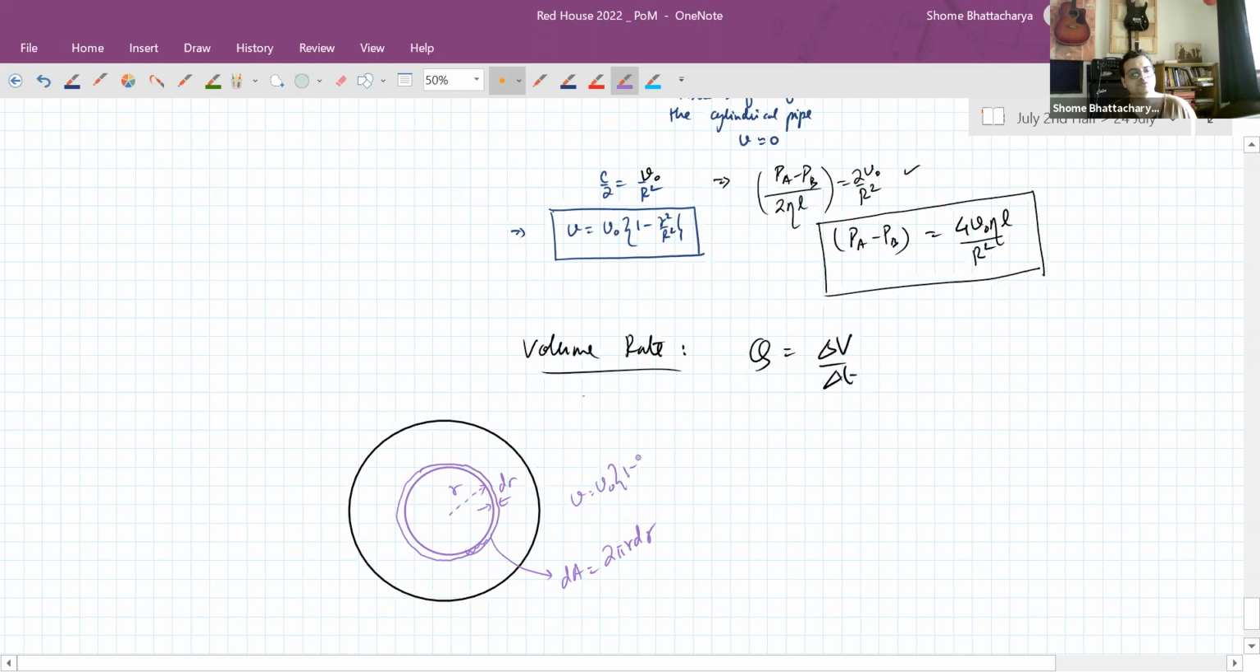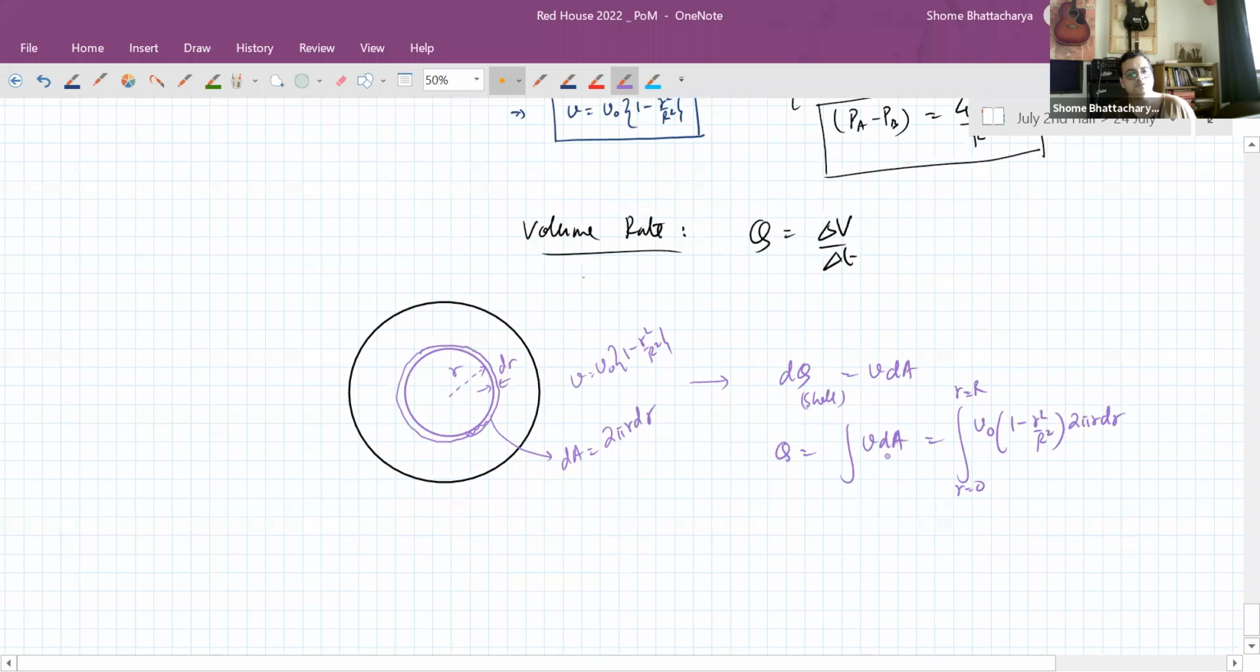V is equal to V naught into 1 minus r square by R square. So the volume of liquid flowing through that shell is the velocity of flow into area. So Q will become the integration of V dA. So that is the integration of V naught into 1 minus r square by R square into 2 pi r dr, from r equal to 0 to r equal to capital R. So given this kind of velocity gradient or velocity profile, this is the total volume rate. You're integrating the velocity over the area of cross section.